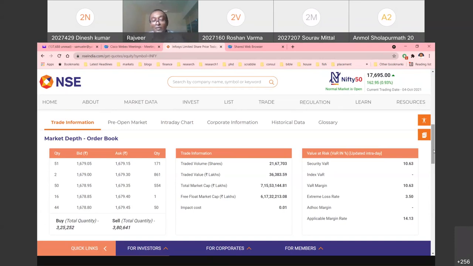Okay. Now look at the total market cap. Look at the total market capitalization of Infosys. Yeah, 7 lakh crore. Nearly 7 trillion rupees. This is the market capitalization. And there is something called free float market capitalization.